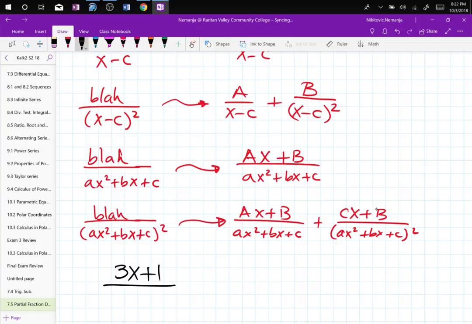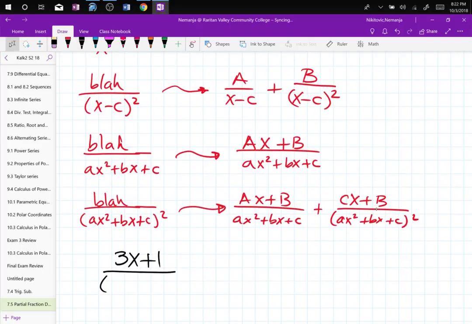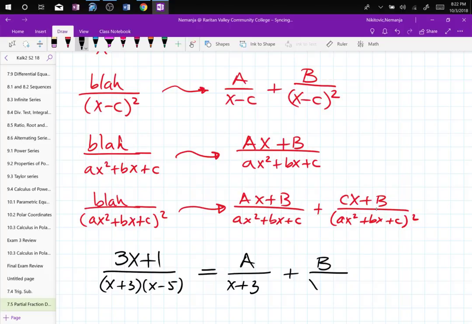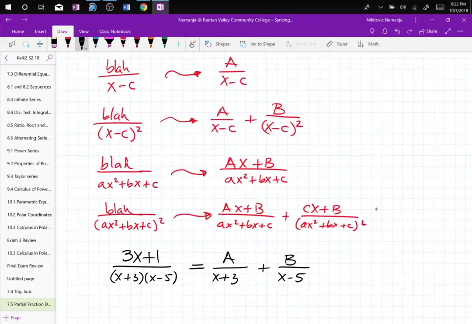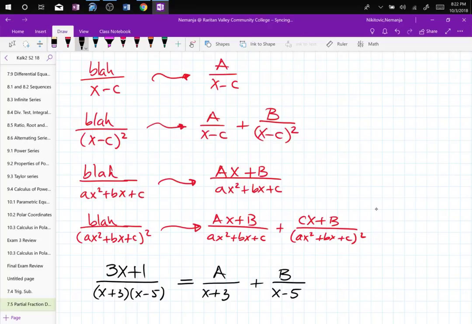Now, that's the blah part. (3x plus 1) over (x plus 3)(x minus 5). What is the setup here? The setup is I have 2 linears, so a over x plus 3 plus b over x minus 5. Now I need to make sure I make it a little bit smaller, because you need to see everything.